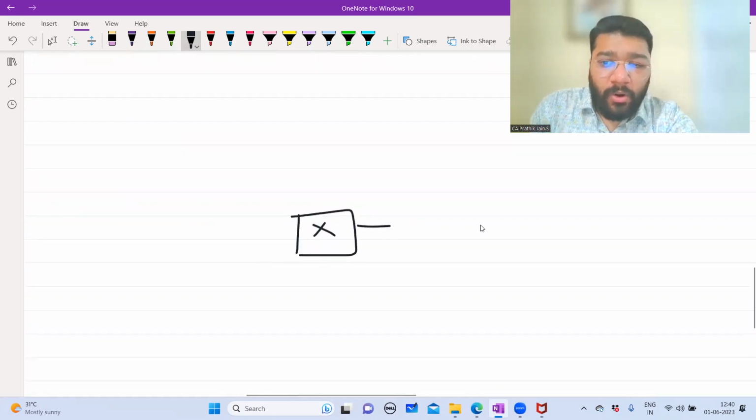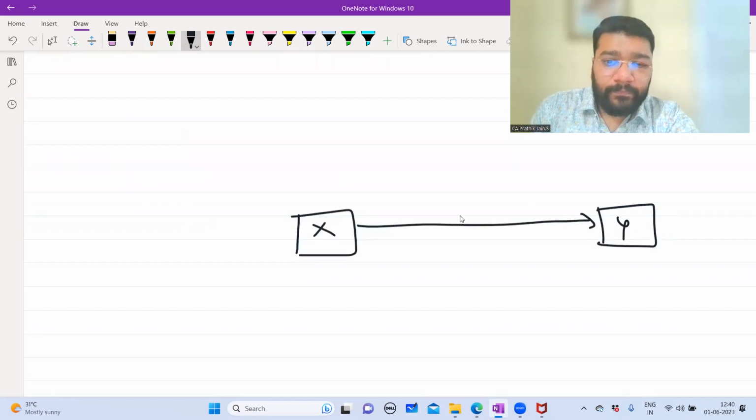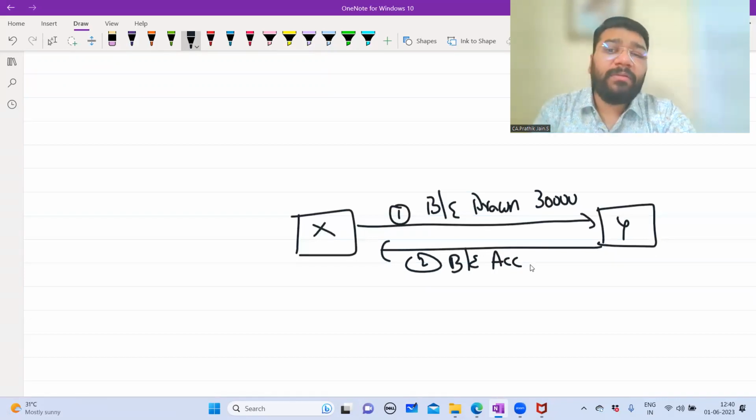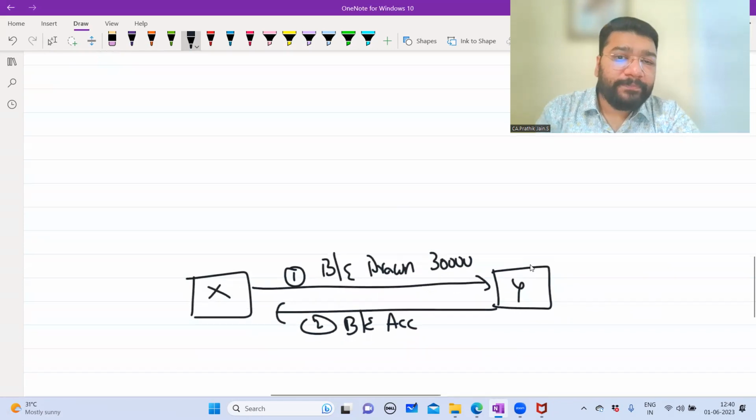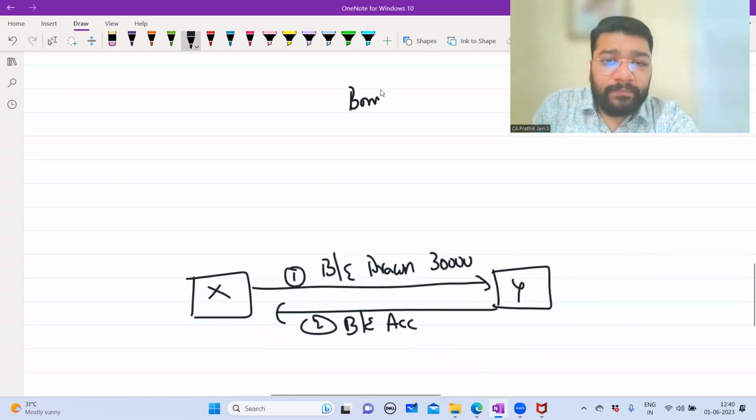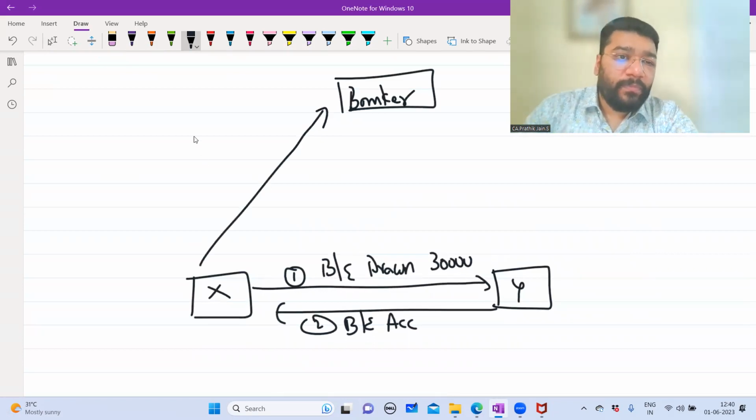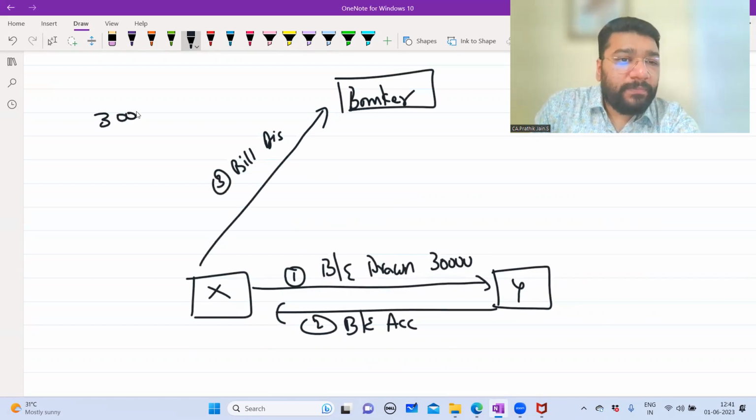So guys, X is drawing the bill on Y. Bill of exchange drawn for what value? 30,000 rupees. So who has accepted the bill? Y. So bill of exchange accepted by Y. So what is X doing with that? X is going to the banker and getting it discounted. What is the bill value? Bill value is 30,000 rupees.